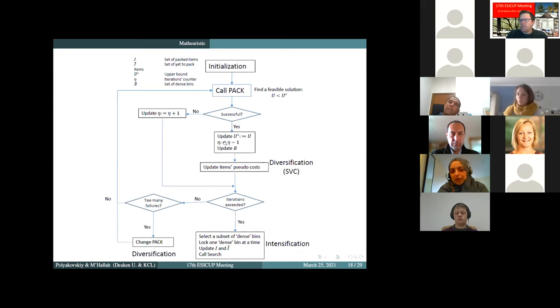We also decrement the counter of the number of infeasible solutions we obtained, and we update our set of dense packings. Okay, what we do here is that we apply a diversification stage, which is based on a sequential value correction mechanism to update our pseudocosts and to allow us to obtain other solutions. Now, if we are not successful, we just go and check our iteration counter.